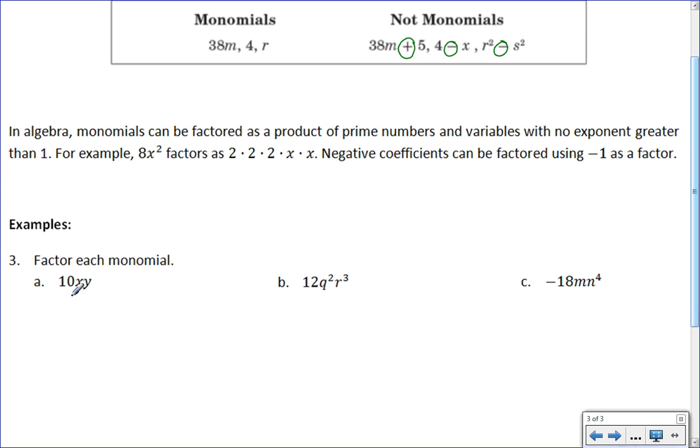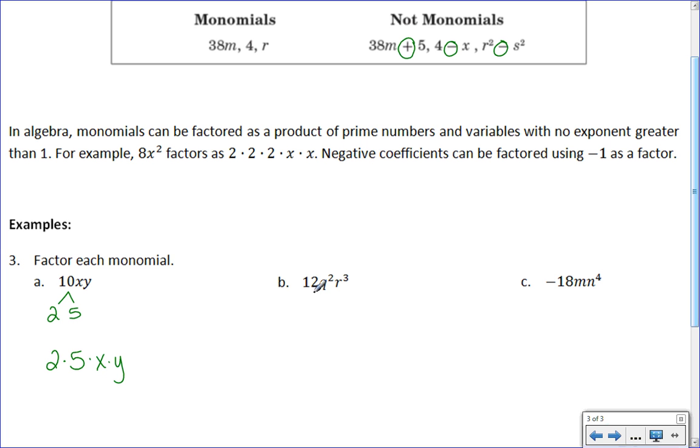For the first one, we have 10xy. And before we can do anything, we need to factor the number 10 so that we have that down to prime factors. And 10, two numbers that multiply to give us 10, are 2 and 5. Okay, and both of those are prime, so we can't factor any further. So I could factor this monomial by saying that this is 2 times 5, just like we did on the previous page. But then we have xy, so times x times y.